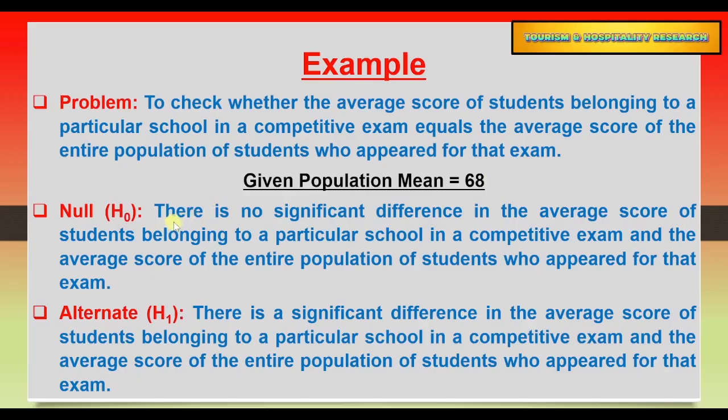So that is why we have the null hypothesis over here. There is no significant difference in the average score of the students belonging to a particular school in a competitive exam and the average score of the entire population of students who appeared for that exam. The alternate would be there is a significant difference in the average score of the students belonging to a particular school in a competitive exam and the average score of the entire population of students who appeared for that exam.